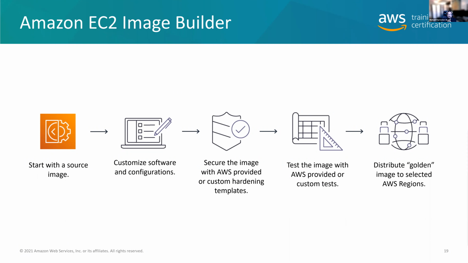So remember, AMIs are Amazon Machine Images. They are used to boot an EC2 instance by providing it with an operating system and some other information.